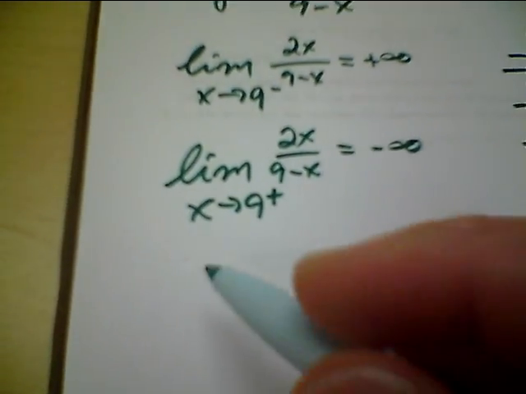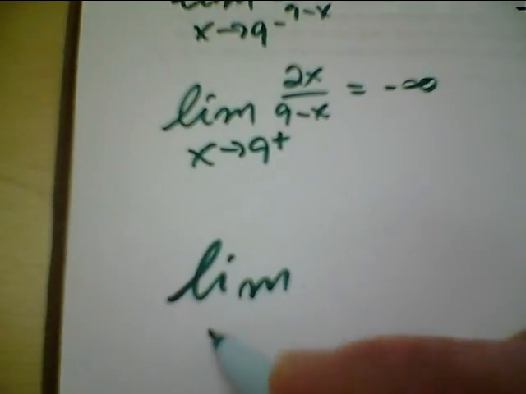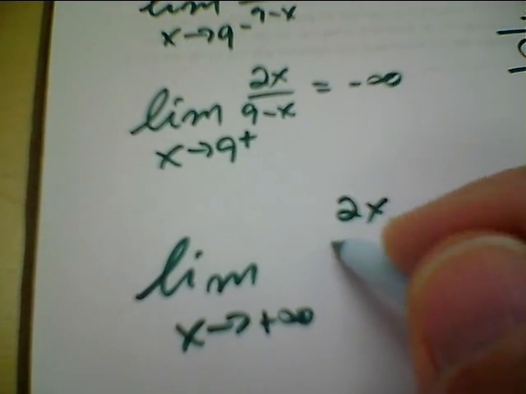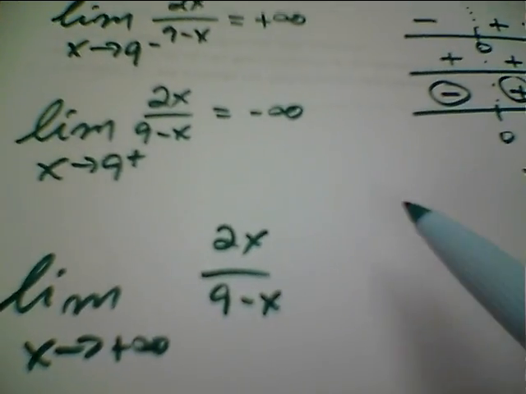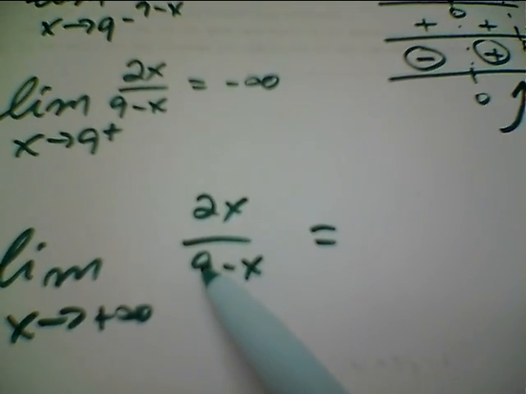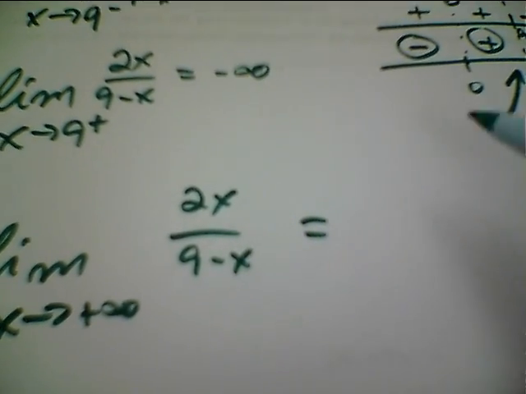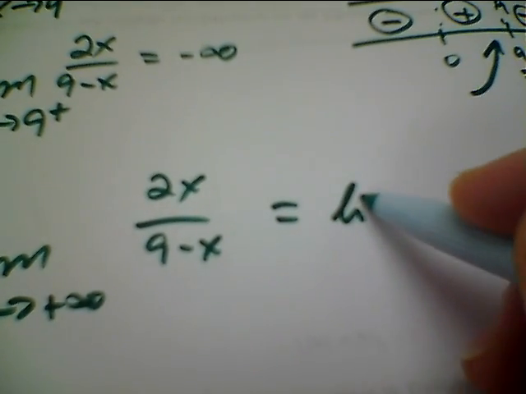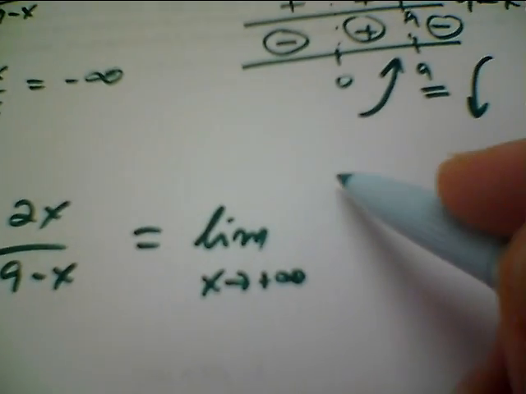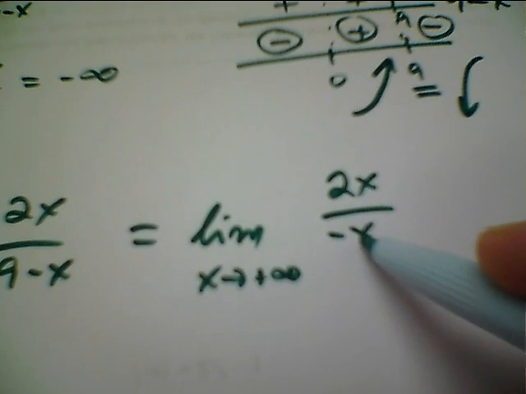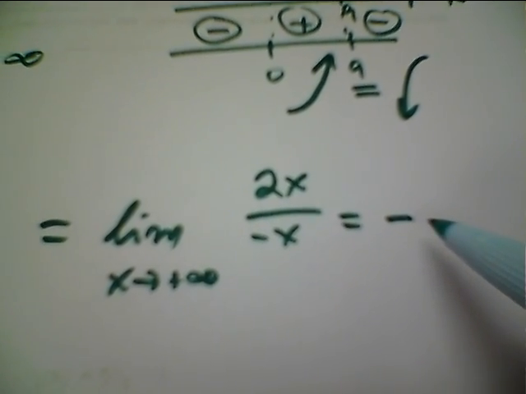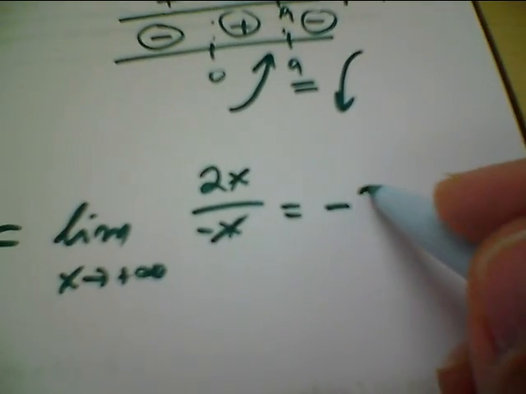So what about the horizontal asymptotes? In other words, what about the limit as x approaches positive infinity? So I have 2x over 9 minus x. Now remember, as x is getting very large, it's going to dominate this 9. So this 9 is irrelevant to the x in the denominator. So I can just write this as 2x over minus x, and the x's cancel out, and this is minus 2.